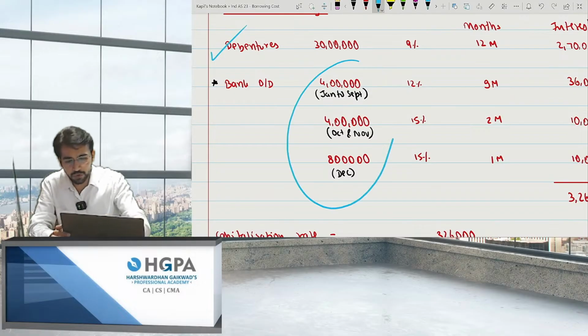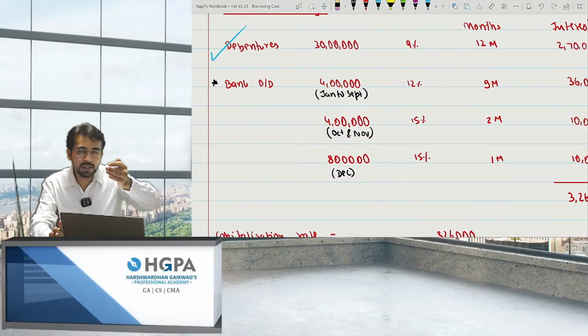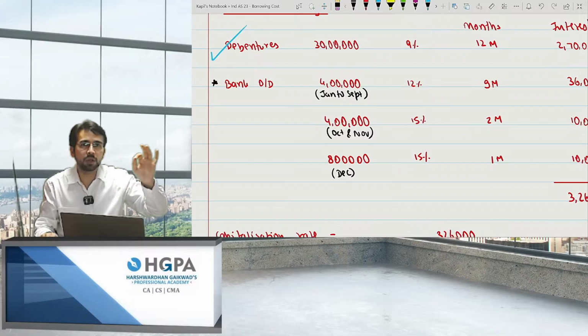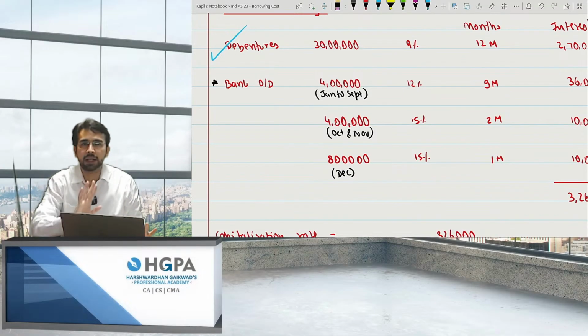So first of all, I'll explain you this again. From Jan to September, Jan, Feb, March, April, May, June, July, August, September, it was 4 lakh. For October and November, it was also 4 lakh. From December, it went to 8 lakh. Okay, this was the first point.